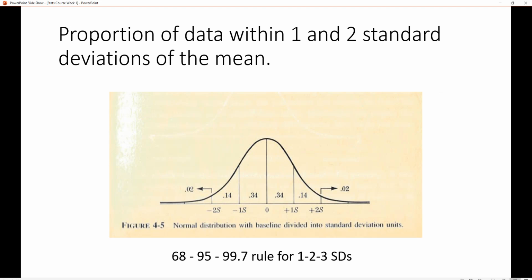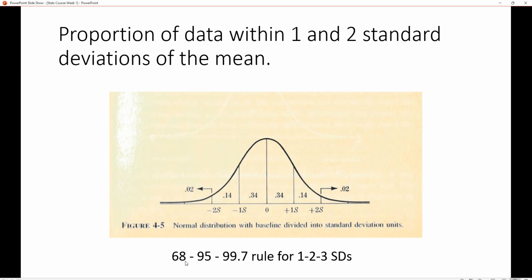So in this slide, we're looking at the proportion of data within 1 and 2 standard deviations of the mean. We have something called the 68, 95, and 99.7 rule for 1, 2, and 3 standard deviations around the mean. So the values you see here, 0.14, 0.34, 0.34, 0.14, and values of 0.02 at both far ends, indicate the proportion of area that's within each standard deviation.